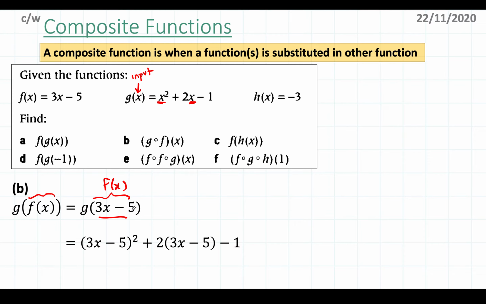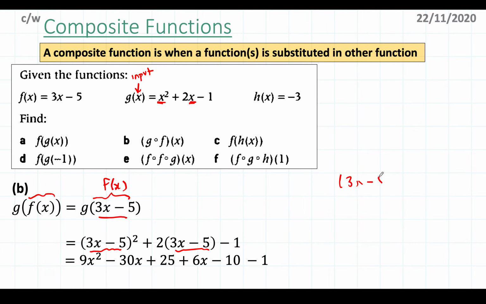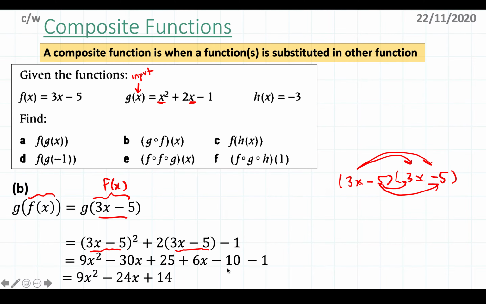So if my input is 3x minus 5, therefore I'm going to do 3x minus 5 squared, which I'm doing here, plus 2 times 3x minus 5, which is what I'm doing here, and then minus 1. So I'm just doing my substitution in there, and then I'm going to expand and simplify. Remember, this is a normal binomial expansion, so 3x minus 5 and 3x minus 5. Just remember to multiply out. At some point, students do forget these basic math operations. You're going to expand out, simplify, and you're going to get this.